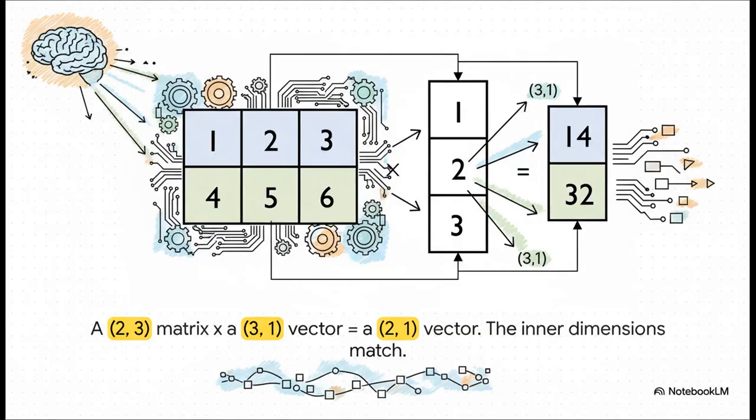And here's a perfect picture of that rule in action. We've got a 2x3 matrix and a 3x1 vector. See how the inner dimensions, 3 and 3, match up. That means the operation is legal. And the result? It gets its shape from the outer dimensions, giving us a 2x1 vector.